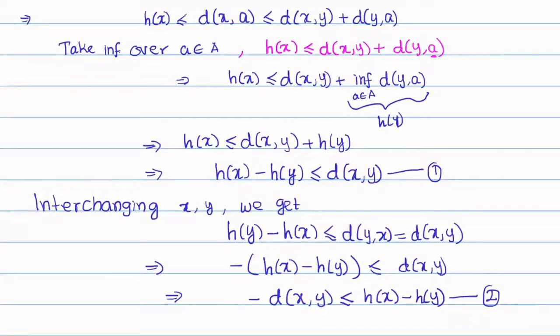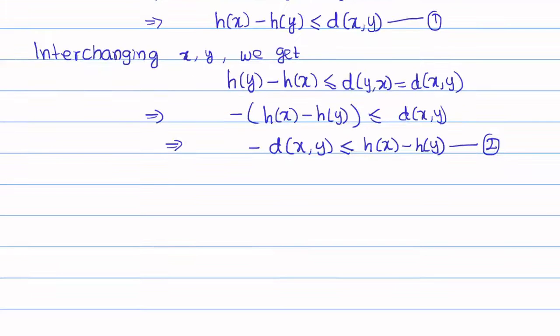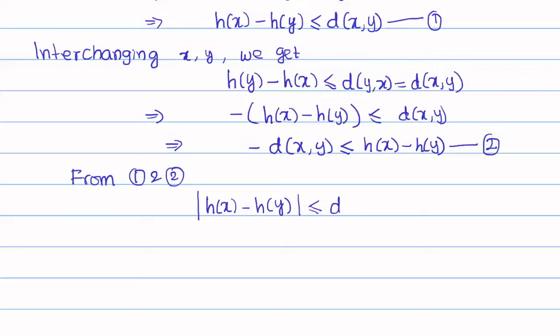அப்போ from 1 and 2, we get modulus of h of x minus h of y, which is less than or equal to distance between x comma y. Of course, this is true for every x comma y belongs to capital X. So this implies that h is Lipschitz. So this implies that h is continuous.